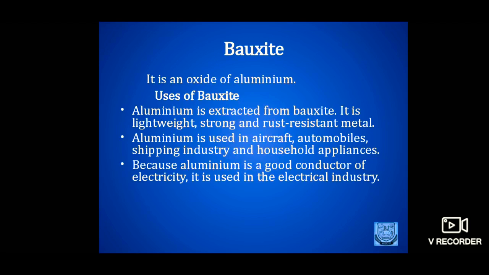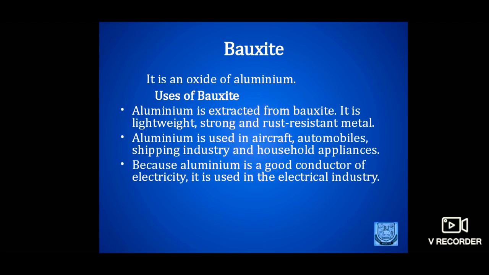Next, the element we are going to look at is bauxite. Bauxite is again one of the metallic minerals. It is an oxide of aluminium. It is found mainly in tertiary deposits and it is associated with laterite rock. So very importantly, you should know that bauxite deposits are usually found along the laterite rock, and it is also found in the plateaus and hill ranges of peninsular India.